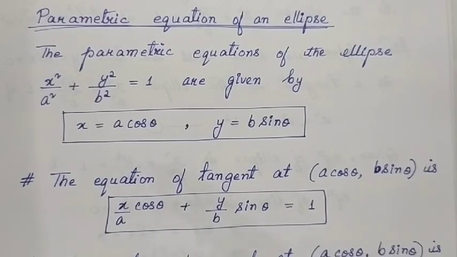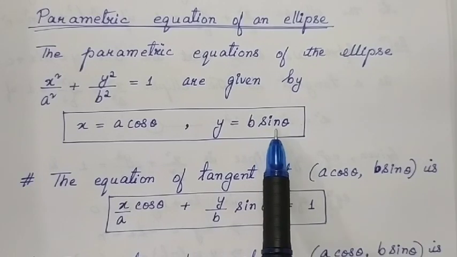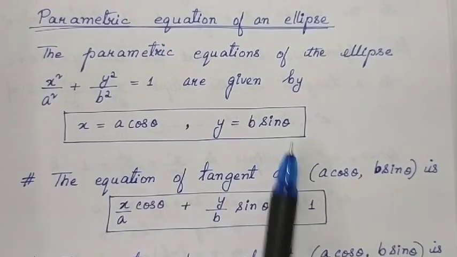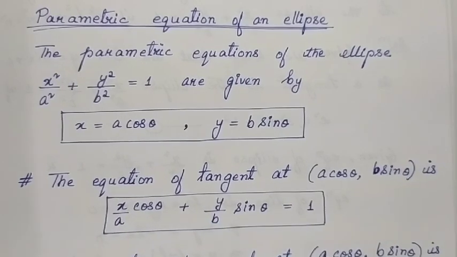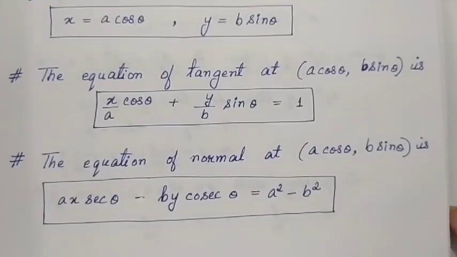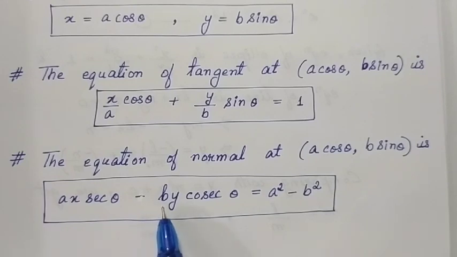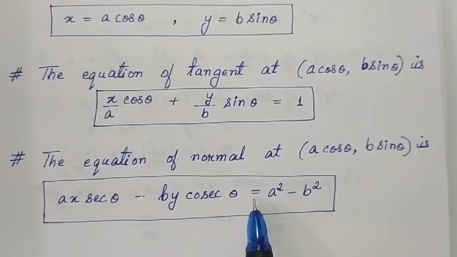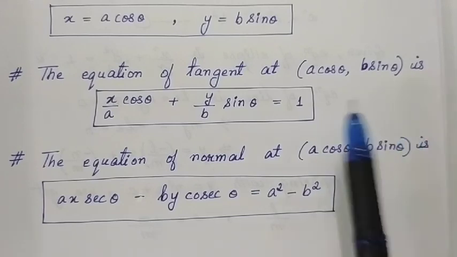The parametric equations of an ellipse are x = a cos θ, y = b sin θ. And at the point (a cos θ, b sin θ), our tangent equation will be x/(a cos θ) + y/(b sin θ) = 1. And our normal equation at the same point will be ax sec θ − by cosec θ = a² − b². These are the equations of tangent and normal for this point.